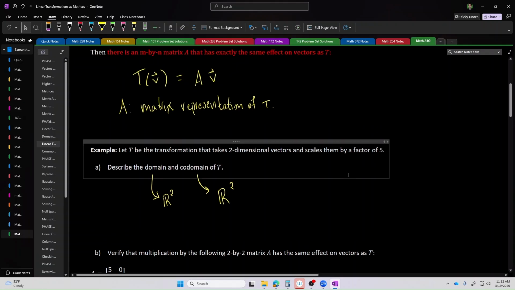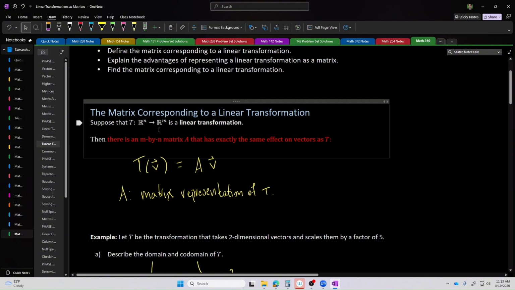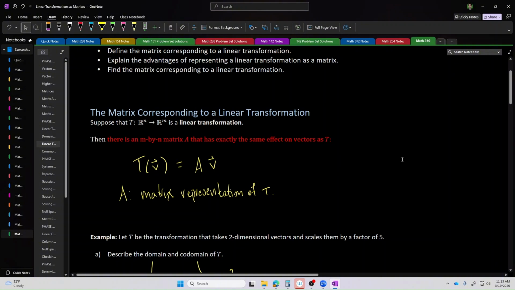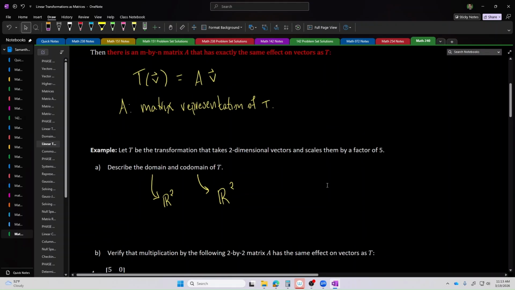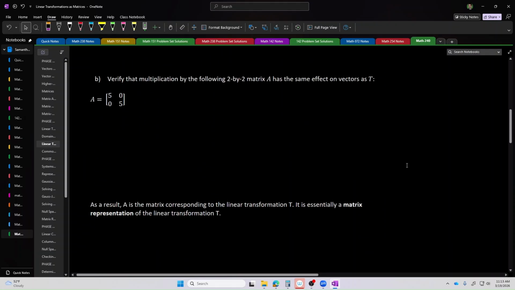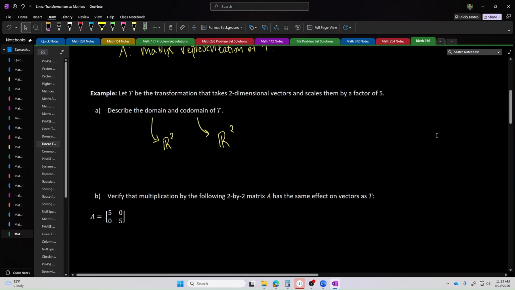So this linear transformation, taking vectors in R2 and producing vectors in R2, can be represented by a 2 by 2 matrix, a matrix with 2 rows and 2 columns. There is a matrix such that matrix multiplication has this same effect of scaling vectors by a factor of 5. In particular, I claim that this matrix here, 5, 0, 0, 5, has exactly the same effect on vectors as the transformation described here above.